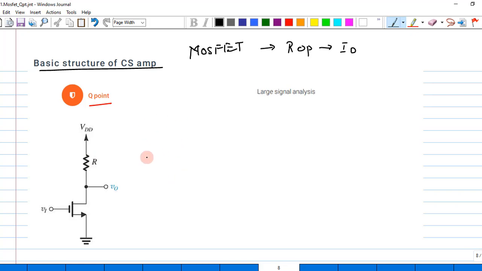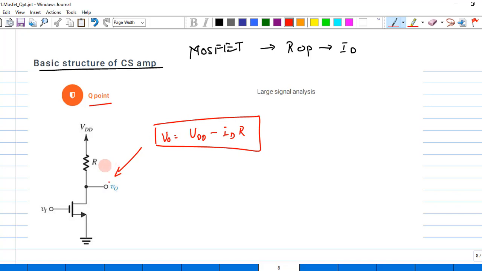Let me try to recollect what we have done for this particular part, so that it will act as a base for the coming discussion. We defined this Vout, the output voltage, as VDD minus the current times the value of resistance. So this was the output expression that we had realized for this network, and what we did is that we were varying the value of input voltage from 0 all the way to VDD.